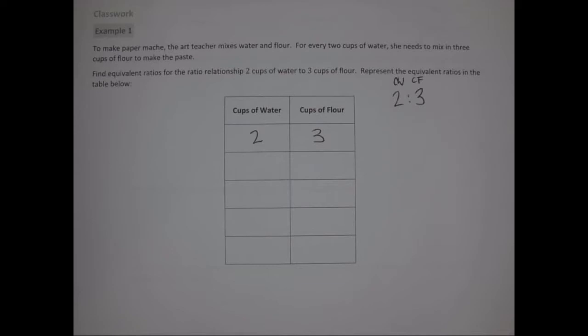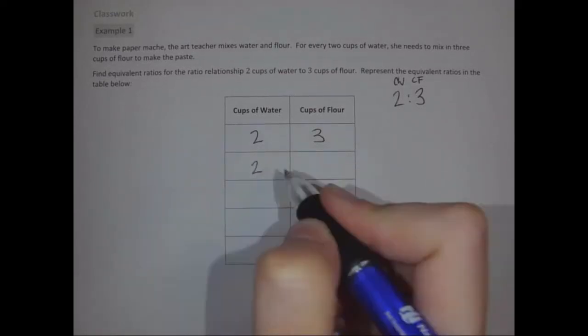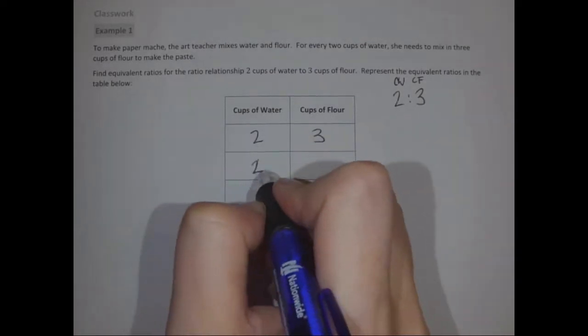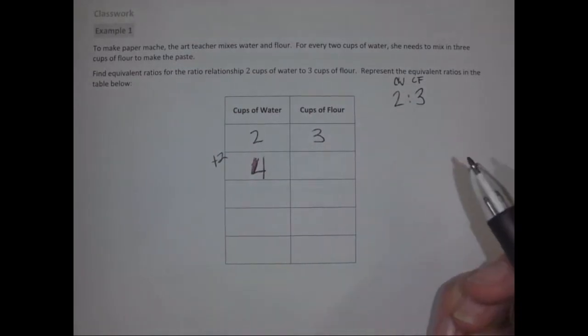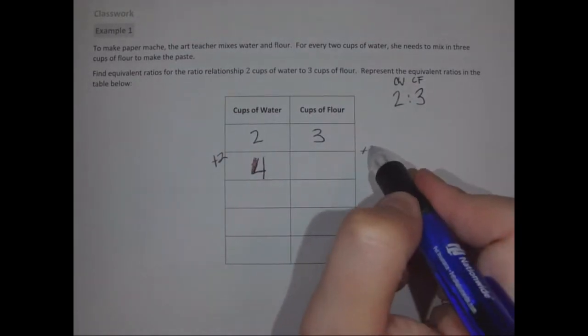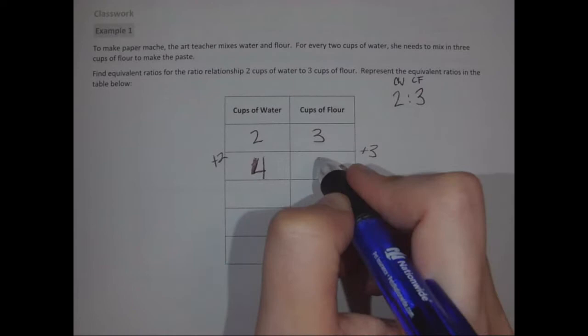What do you think, Ricardo? Add 2. Now how about flour? Add 2. And what about for flour? Add 3 and I get 6.